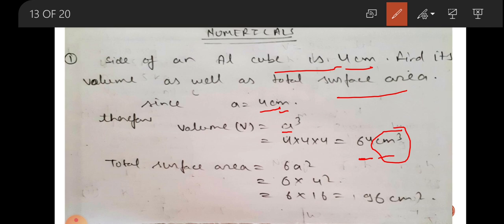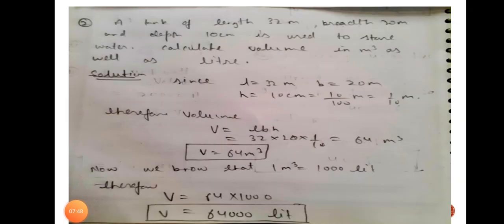Now our next thing to calculate is the total surface area. The total surface area of a cube is given by 6a square. Replacing a by 4, we get 96 centimeter square. Now moving ahead to our next numerical.